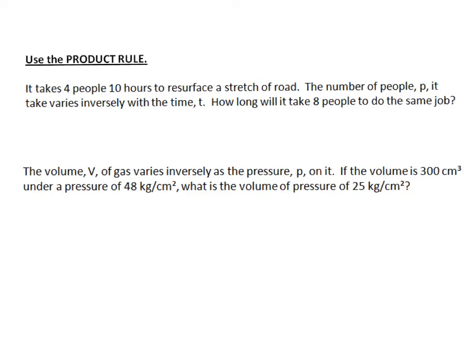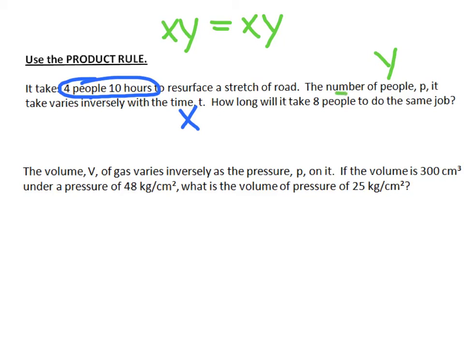Alright, so now we're going to use something called the product rule. And what the product rule states is that we have x times y equals x times y. So it's basically meaning that we're given 3 pieces of information. So it takes 4 people 10 hours to resurface a stretch of road. The number of people P, that's our y, it takes varies inversely with the time, which is our x. How long will it take 8 people to do the same job? Notice we get 3 pieces of information here. So, the first part I have 4 people, 10 hours. Second part, all I know is I have 8 people, and they want us to know how many hours.